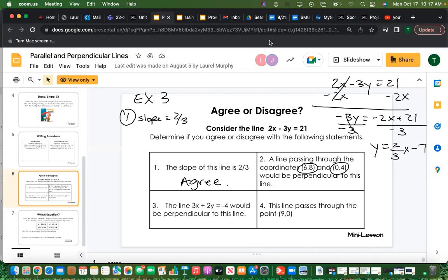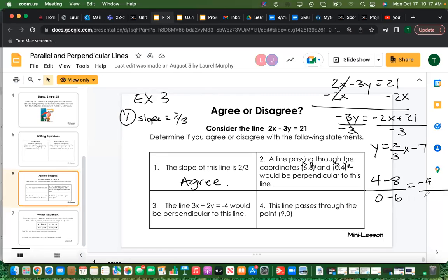Okay, so we're going to find the slope of this guy. When you find the slope of this one, 6, 8 is going to be our x1, y1. 0, 4 is going to be our x2, y2. And we're going to substitute into our slope formula. So this is going to be 4 minus 8 over 0 minus 6. What's 4 minus 8? Negative 4, right?